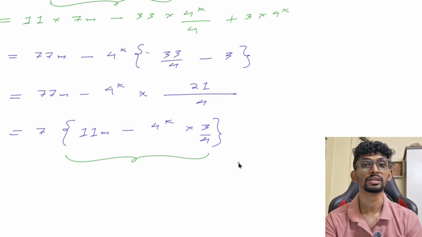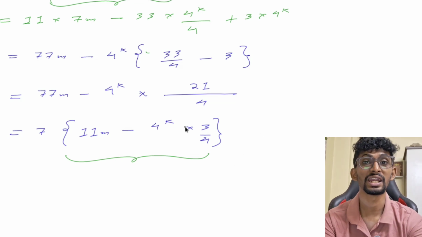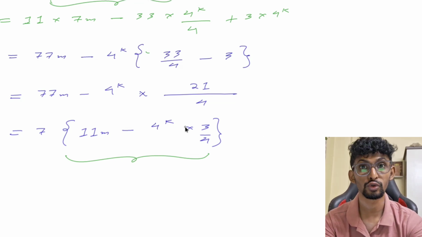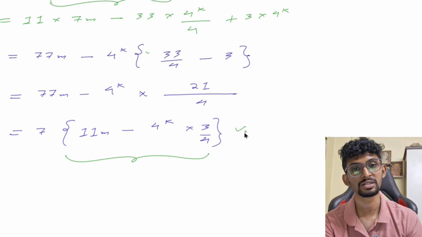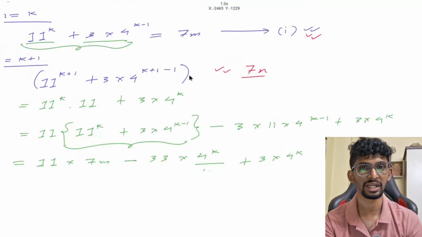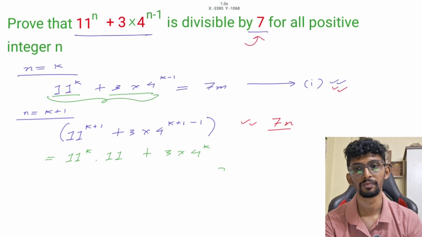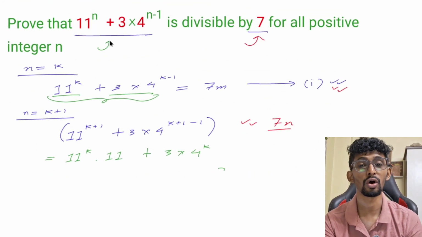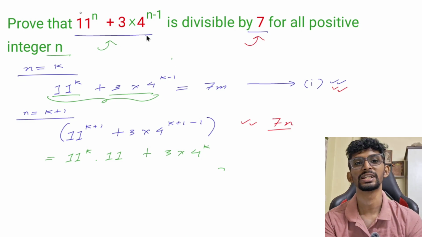That is, this expression where we took n as k plus 1 is also true. That is divisible by 7. That means by the principle of mathematical induction, we can say the statement is true for all values of positive integer n. So that is our proof.